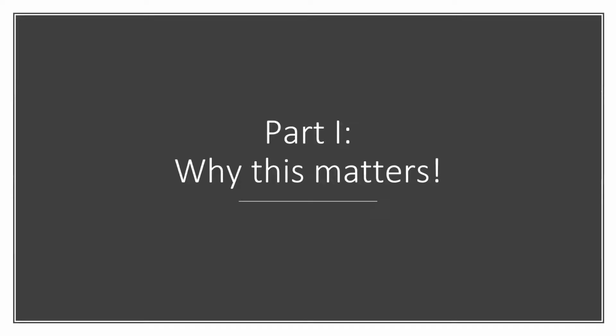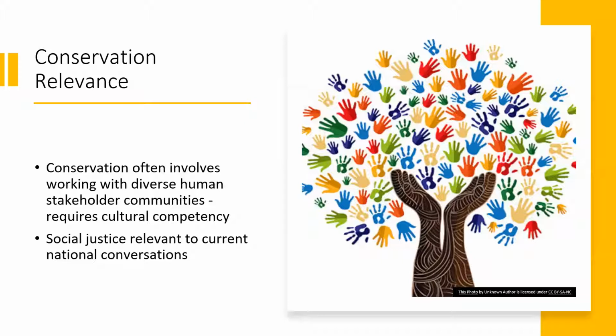And so first of all, why does this matter? Well, I would say that social justice is really relevant to conservation. Conservation often involves working with diverse human stakeholder communities. And to be able to do that well, you really need cultural competency, right? You really need to have the ability to work across different perspectives and ideas and incorporate different values into how you do conservation. And then, of course, social justice is highly relevant to current national conversations, right? It's in the news every day. This is a currently very relevant topic to all of us.